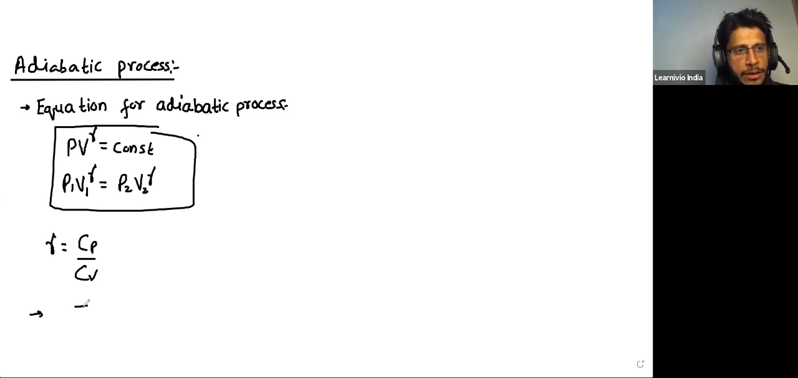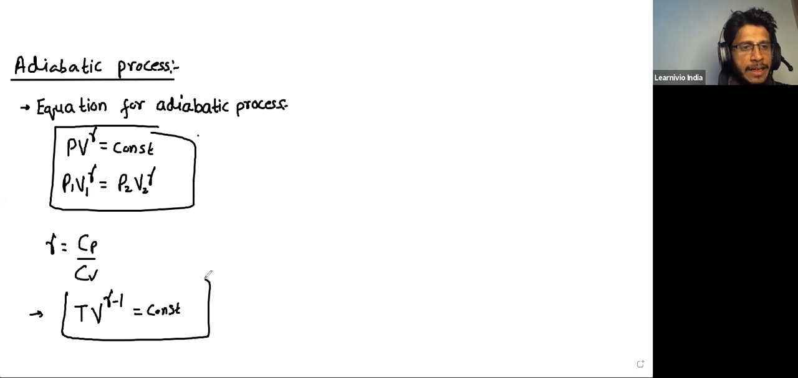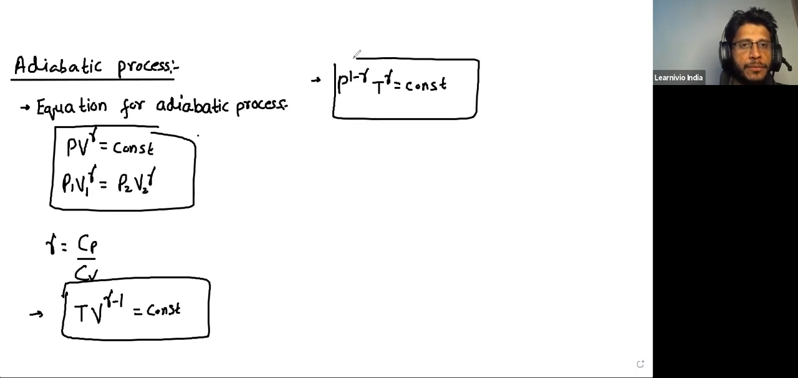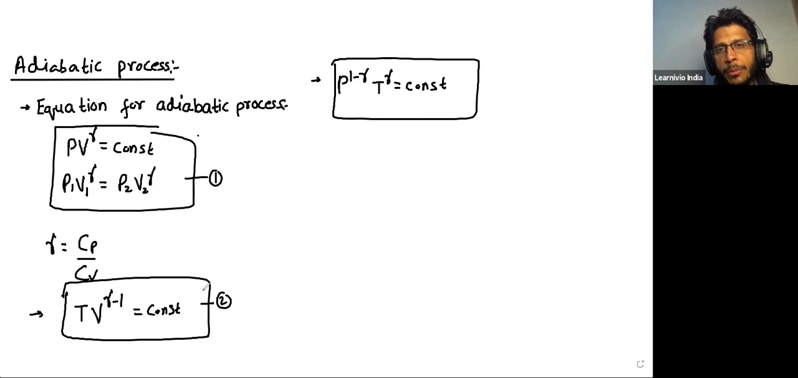The second equation is T V to the power gamma minus 1 equal to constant. This equation connects temperature and volume. The next is T to the power gamma over P to the power gamma minus 1 equal to constant, that's the third equation. So the following are the three equations for the adiabatic process. First is PV to the power gamma is constant. Second is the equation relating temperature and volume. And third is the equation relating pressure and temperature.